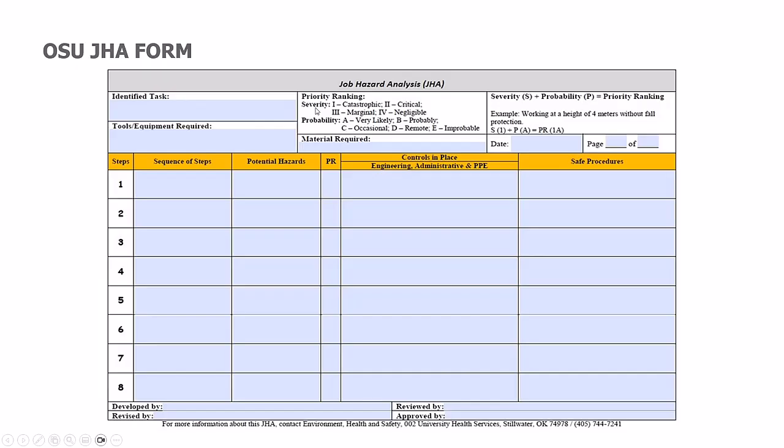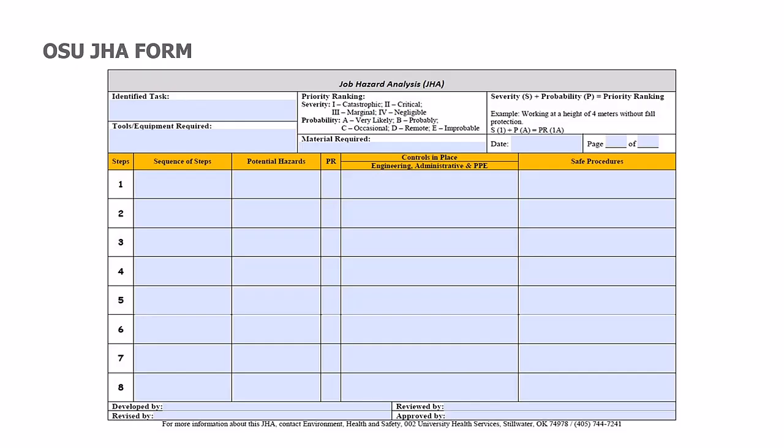Basically it talks about severity: critical, marginal, negligible, and any probability. Once again, the severity gives you a number. The probability actually uses an alphabetical system. The severity, once again, is the probability and the priority ranking.